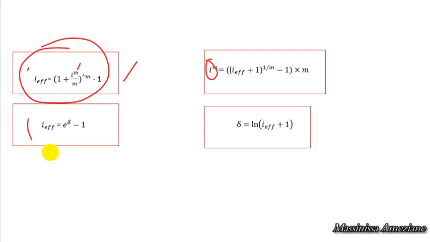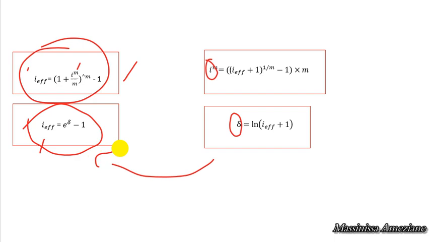And finally, in case of continuously compounded, how to get the effective: it is the exp of lambda, where lambda represents a nominal interest rate compounded continuously, minus 1. And to get lambda, we can find it from this formula: it is the Neperian logarithm of 1 plus the effective interest rate.